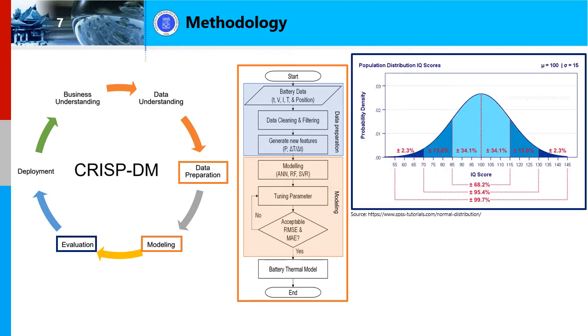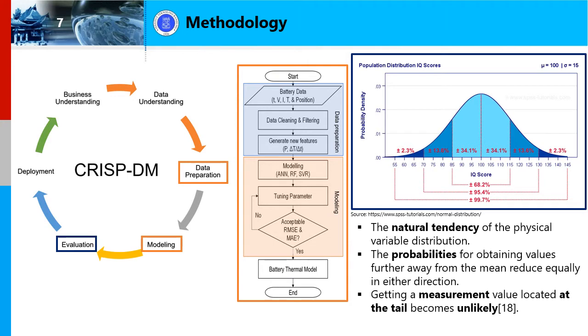In the evaluation, to detect the anomaly behavior of the battery system, we use the normal probability distribution because of the natural tendency of the physical variable distribution, and the probabilities for obtaining values further away from the mean reduce equally in either direction. Getting a measurement value located at the tail becomes unlikely if we use the normal probability distribution. Hence, a measurement outside 3 standard deviations can be considered as a potential anomaly.